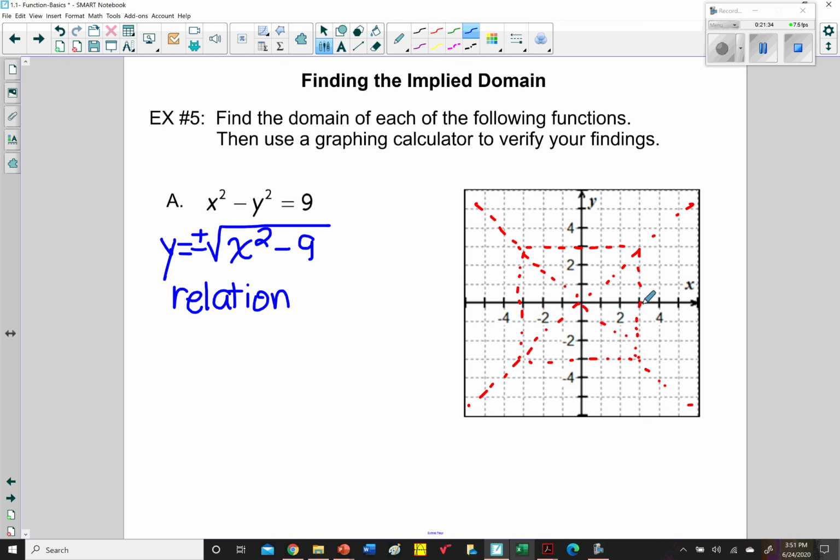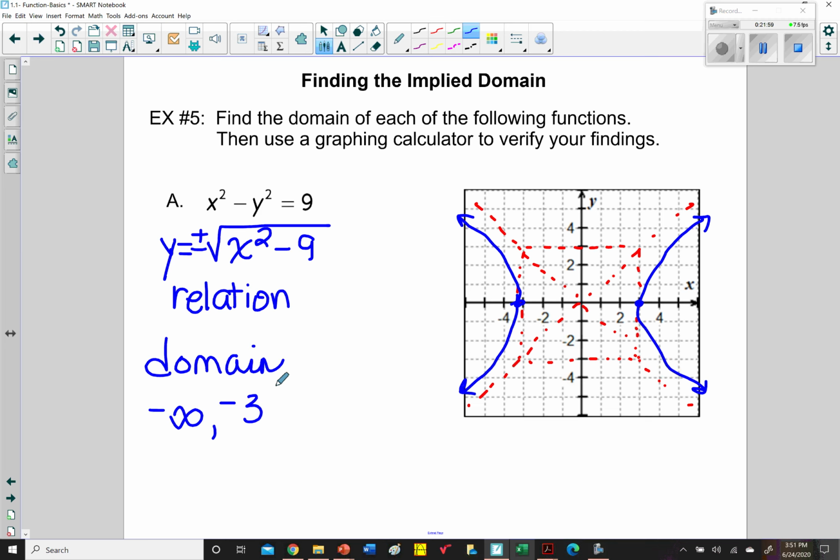So the function itself, or the relation, I should say, it fails the vertical line test. It's got a little parabolic shape on the right at +3, and another one on the left at -3. It's a relation only. The domain includes -3 and includes +3, but none of the values in the middle there. So this is a relation only, not a function.